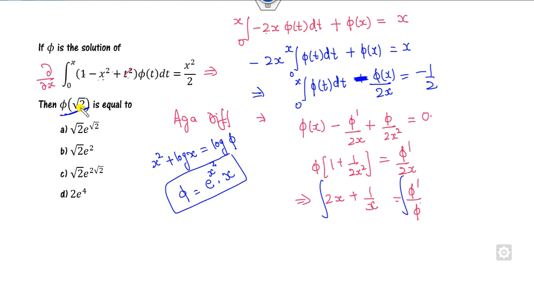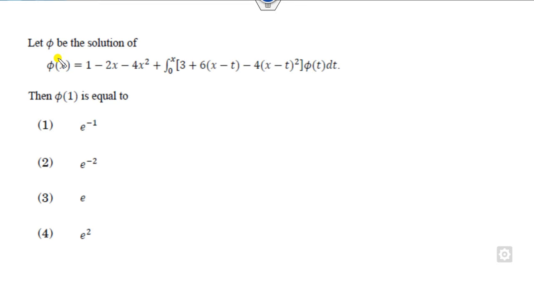Now you need phi of root 2. So what is the answer for root 2? E raised to power 2. This is the right answer of this problem. That's a very simple concept. Remember, if convolution is not applicable, then you have to use the derivative rule.